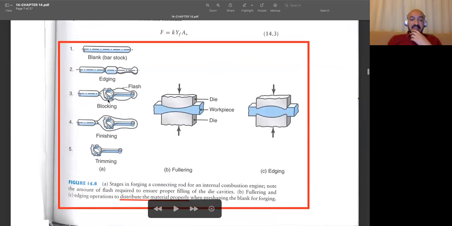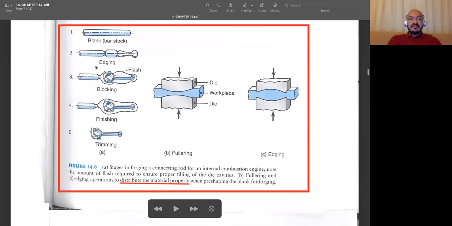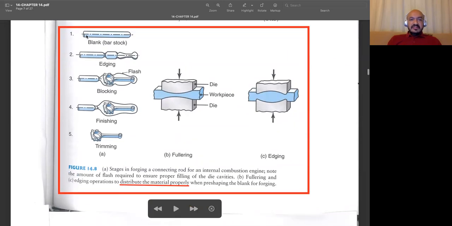Here's an example showing some stages of closed die forging. You'll see initially we start with a cylindrical shape, do some edging. By the way, edging is actually about the distribution of material. With edging, we distribute more material at the center and decrease the amount of material at the edges. And with fullering, actually, we decrease the amount of material at the center and increase the amount of material at the edges. So depending on your case, at some point of your forging process, you may go with edging or fullering.